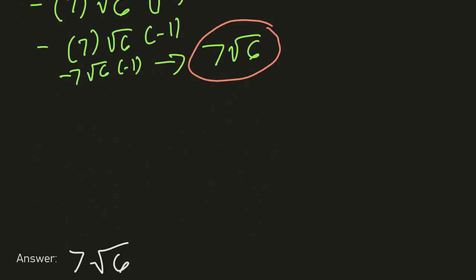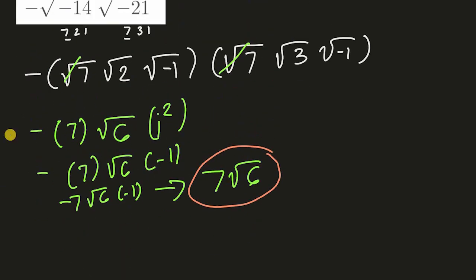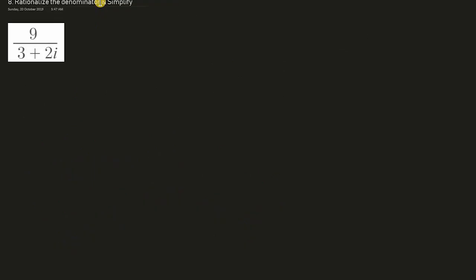7 square root of 6. Answer, 7 square root of 6. Tama. We got it right. Right? Next problem. Rationalize the denominator and simplify.